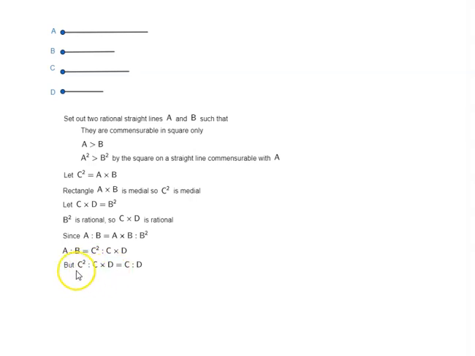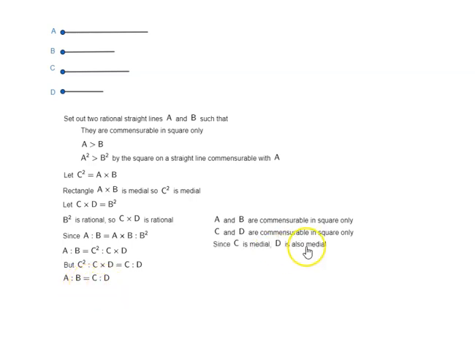But this ratio, C square is to C by D, will be equal to C is to D. We'll have the same ratio as C is to D. So again we do the substitutions. Our proportion becomes A is to B is equal to C is to D. A and B are commensurable in square only. That is given to us. So C and D are commensurable in square only because of this proportion. And since C is medial, D is also medial.